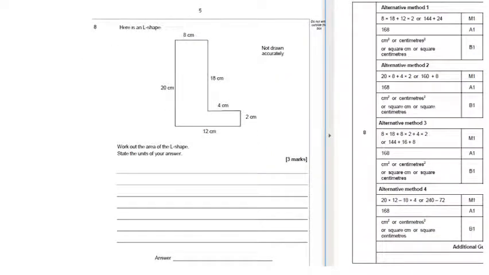Okay, question 8, here's an L shape. Work out the area of the L shape. Straight away, I want to chop this up and think of this as 4 times 2. This is 20 times 8. 8 times 20. 8 times the 20 is 160.